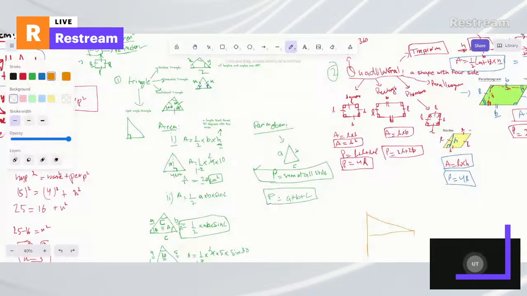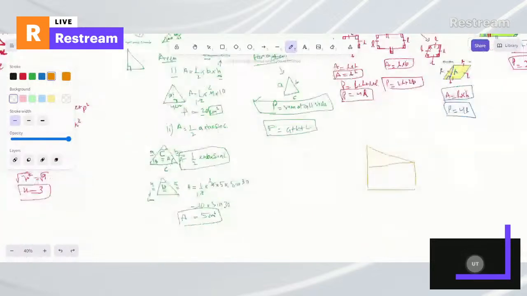So let's say if they give you a shape like this, and now they're asking you to find out the area of the shape. What you're going to do is divide the shape into two parts. This part is going to be the semicircle, and this part is going to be the rectangle. This will come with practice.